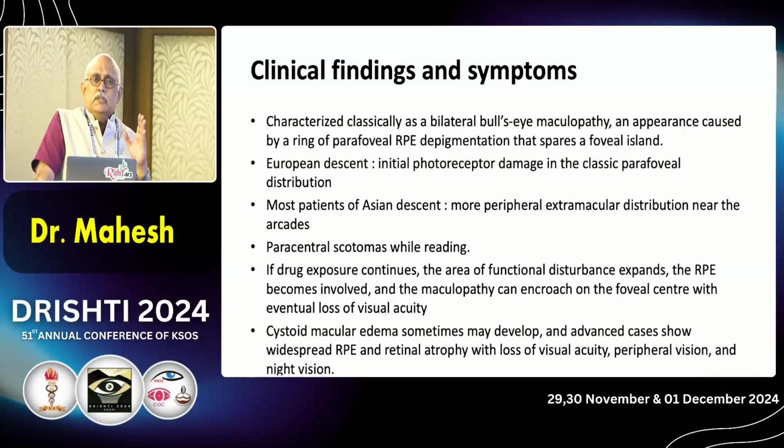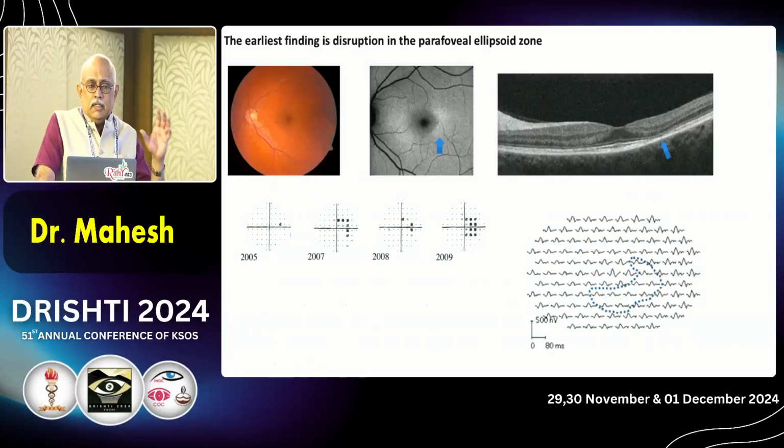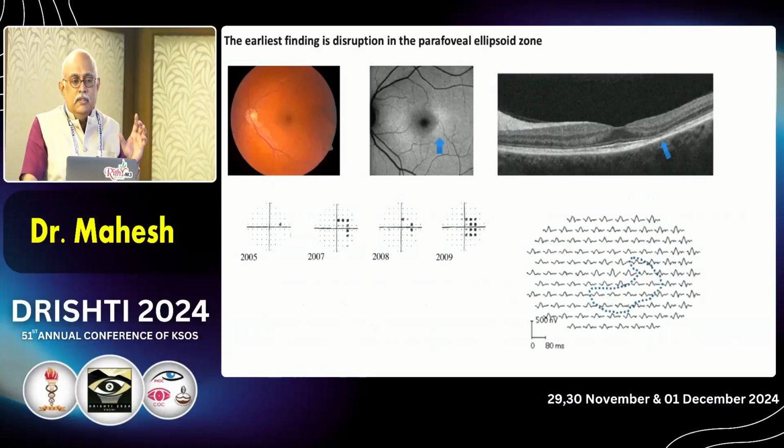So all of us know the finding: bullseye maculopathy. Bullseye maculopathy is the last stage of the disease. At that stage, there is no point in diagnosing. You can't do anything; it will not recover and will finally deteriorate further. So that is not the importance. We have to find it at an early stage and then stop the drug as and when necessary. So what are the earliest findings of HCQ toxicity?